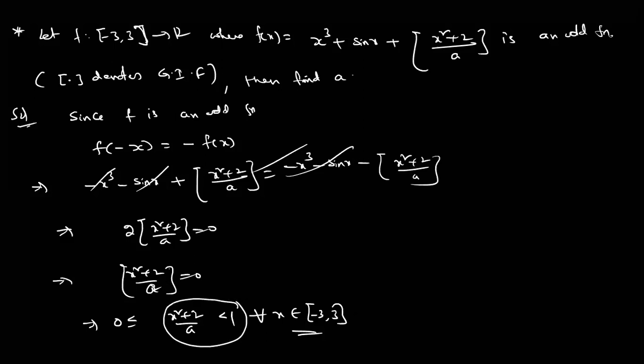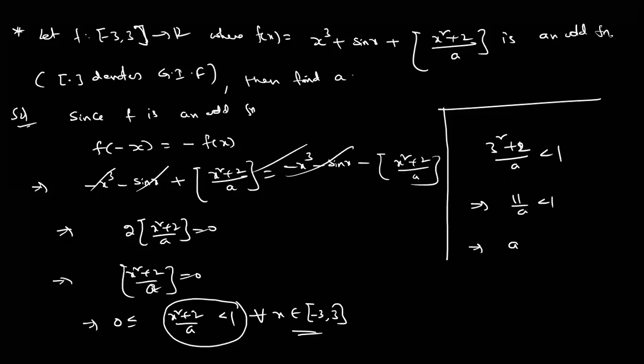So put these values, any value of this one. See carefully. What is the least value? Put x is equal to minus 3 or 3, any number. So minimum is what? 3 square plus 2, sorry, this is plus 2. So 11 by a less than 1 means what here? A is always greater than 11. That means open interval 11 comma infinity. This is the answer. 11 to infinity. Check it. So a can be 11.1, 11.2, 12, 13, 100, anything. Always satisfying odd function.